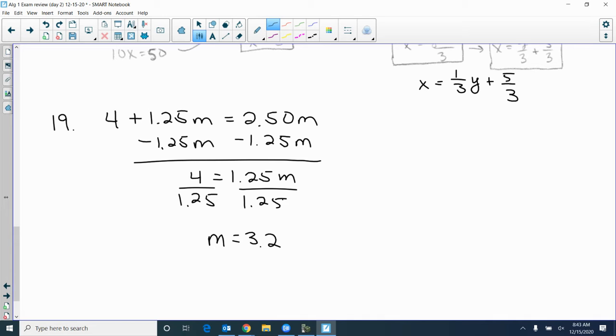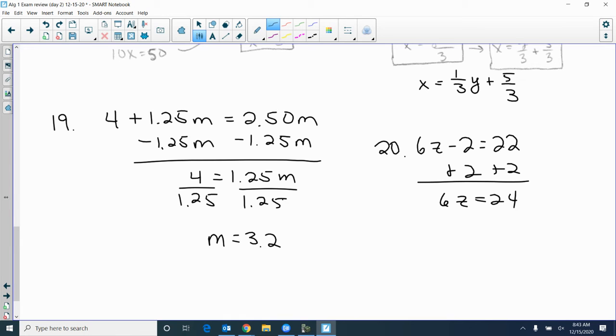And what did you get for 20, Preston? z equals 4 and 3z equals 5. You got 16 for your final answer? 4z. Okay, 4z equals 16. Well, that would be your final answer. So add 2. I get 6z equals 24, divide by 6. z equals 4, but it says find 4z, which is 4 times 4, which is 16. So that final answer needs to be 16 for that.